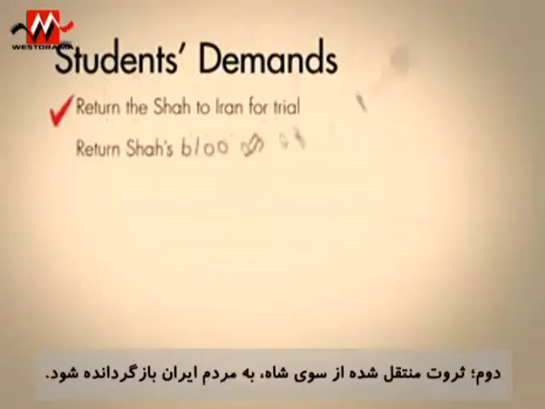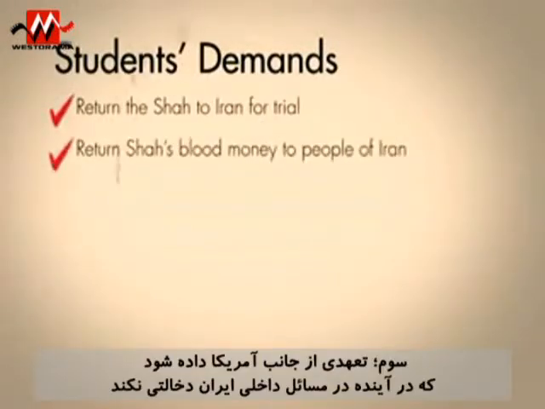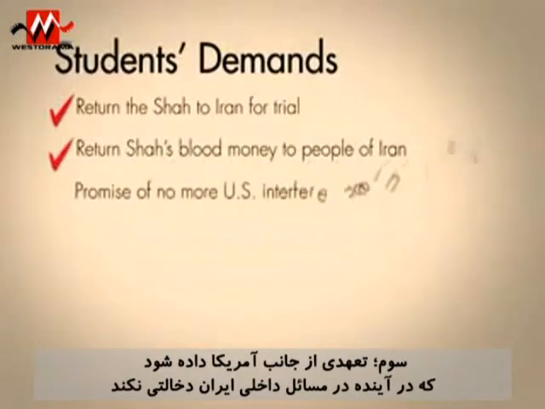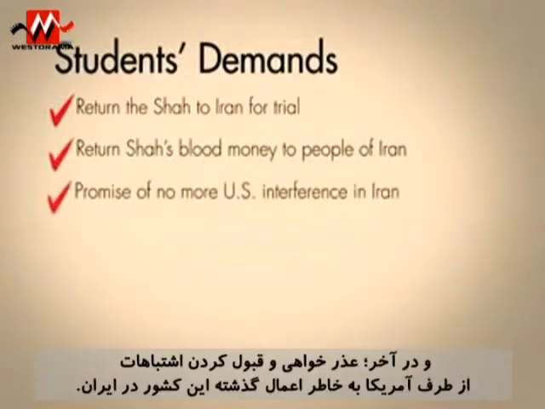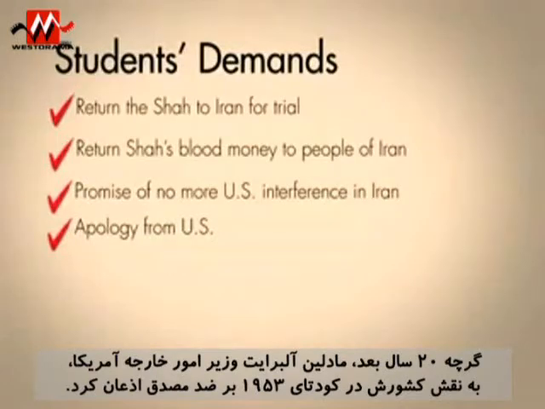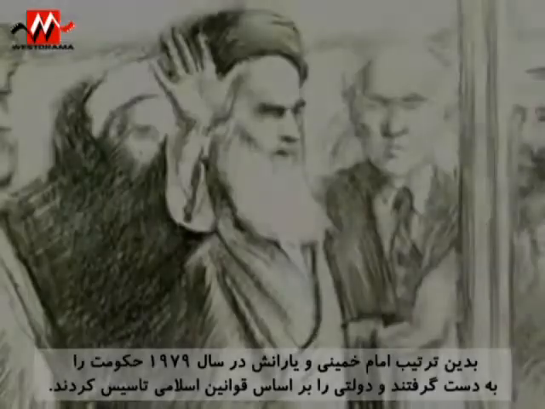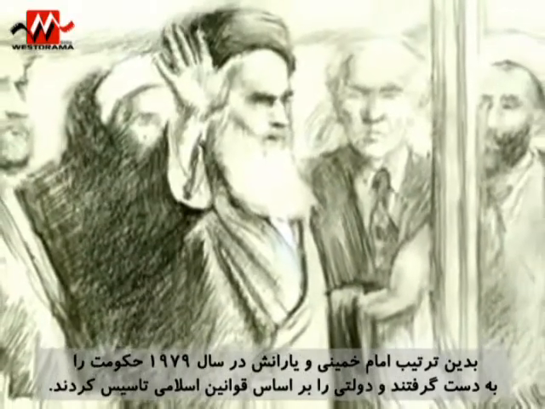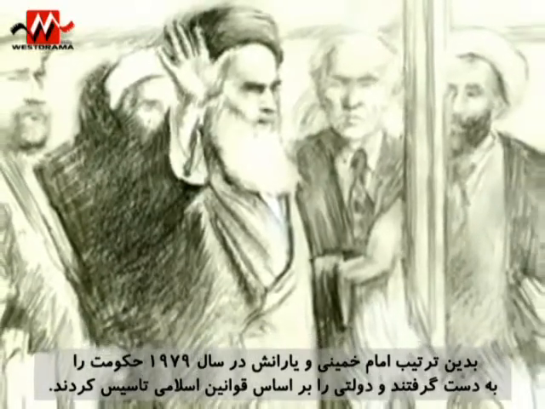Return the Shah's wealth to the Iranian people. A promise from the U.S. not to interfere in Iran's affairs in the future, and an apology and admission of guilt by the U.S. for its past actions in Iran. The apology never came, but 20 years later, Secretary of State Madeleine Albright did acknowledge the U.S. role in Mossadegh's overthrow. So Khomeini took power in 1979 and instituted a government under Islamic law.